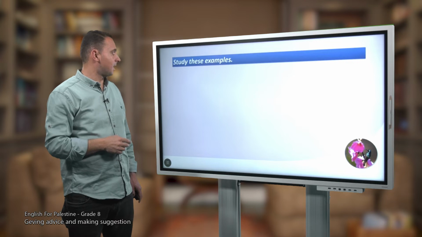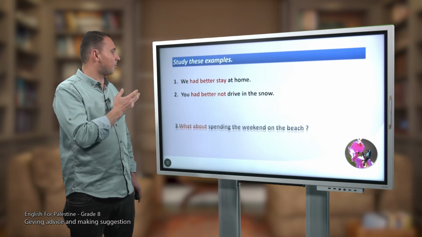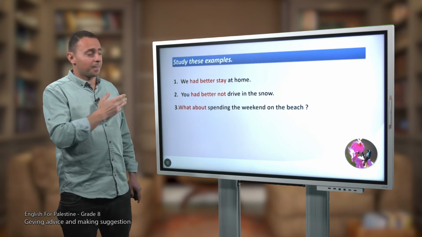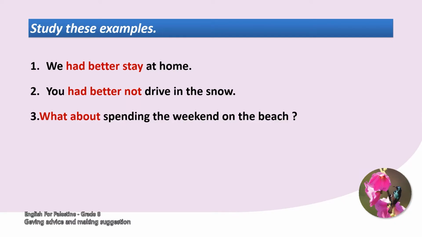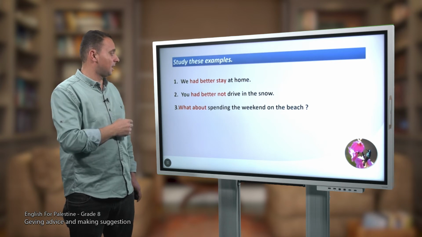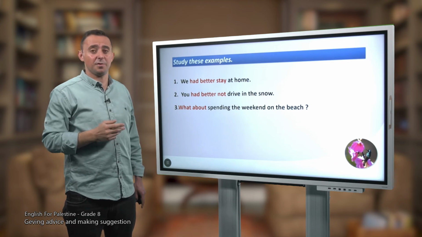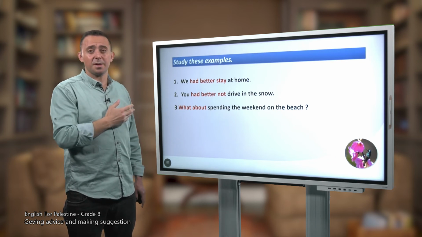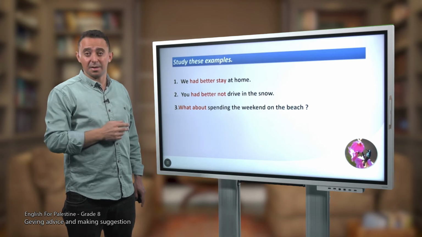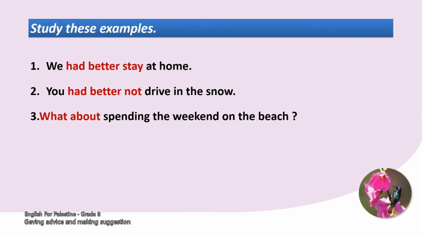Let's continue. Now, I want you students to study these examples. Number 1. Let's read. We had better stay at home. Notice here we have had better and it's followed by stay, which is the infinitive form of the verb. In this example, the speaker is giving an idea, right?